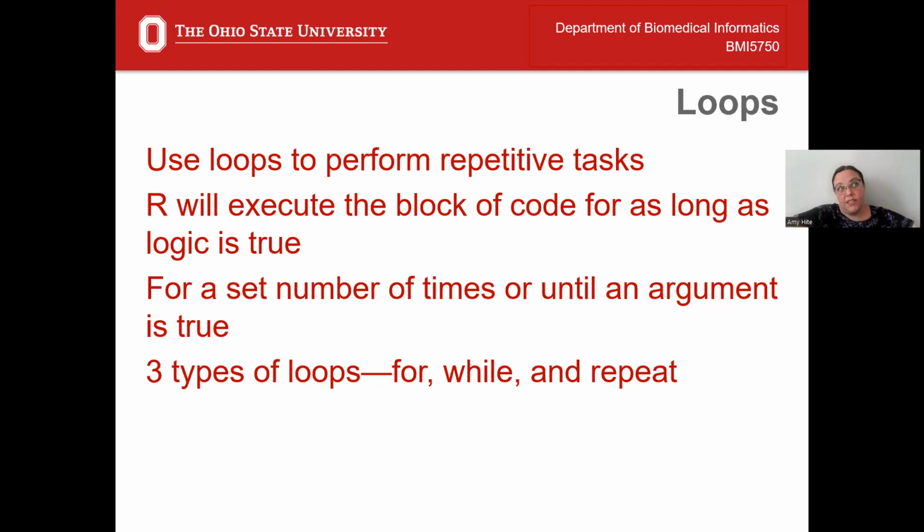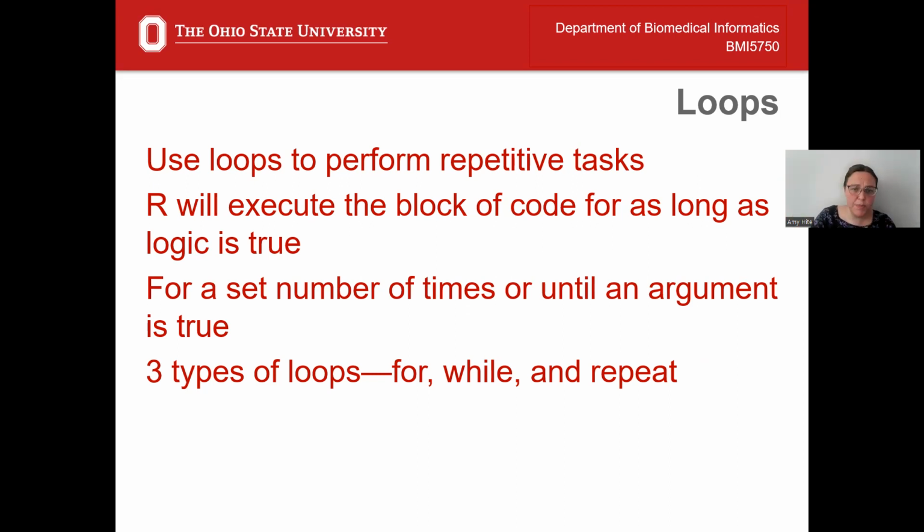So that was ifs. The other option are loops. And where if is done for a yes or no situation, loops are made to perform repetitive tasks. We're going to loop through all of these options, or we're going to keep going until we hit our limit. And R will execute the block of code for as long as the logic is true. You can do this for a set number of times or until the argument's true.